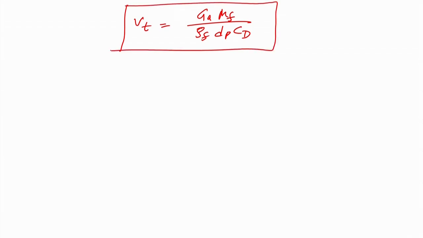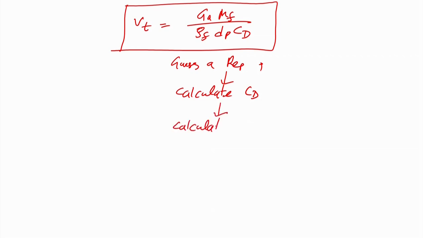So, what we need to do? We need to guess a Reynolds number, Re_p. For that Re_p, calculate the C_d value, from the chart or from the correlation which you are using for the C_d value. There are different correlations given in the literature, and we will discuss those correlations for the different drag force, different C_d values. Calculate the C_d value, calculate V_t. I will write here more elaborately: calculate the C_d value for the guessed Re_p.